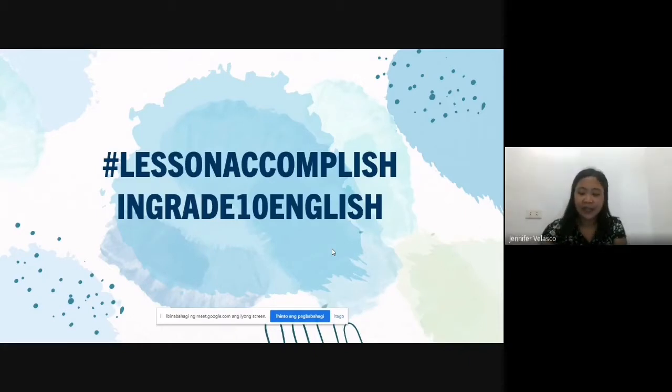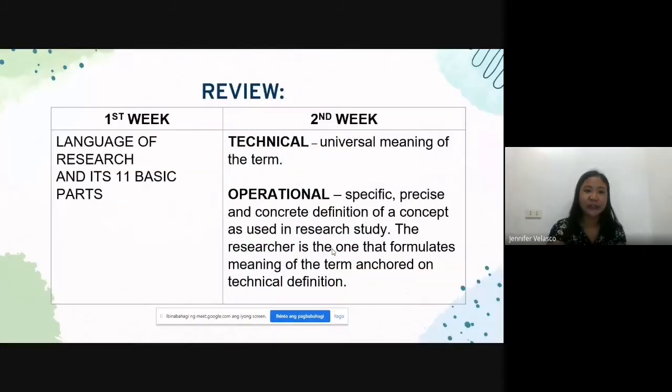Okay. So for me to add information about what we have mentioned, you are correct, Stephanie and Joshua, that we have talked about the language of research and its basic parts. You are also correct, Joshua, that we have discussed technical and operational definitions of terms. Take note that a technical definition of a term is a universal meaning of the term, while the operational is more precise and specific. Okay? So that is the difference.